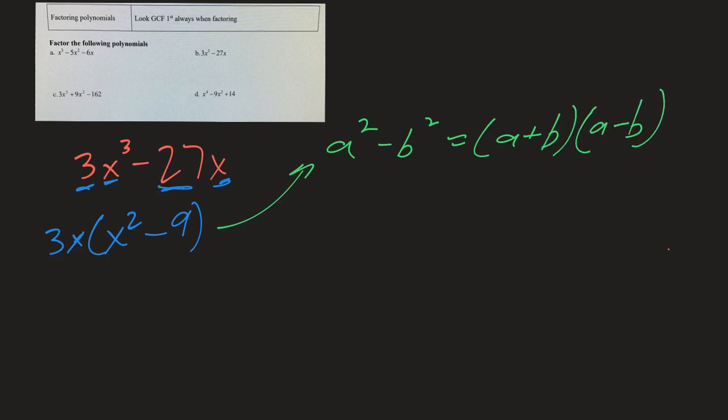So this is a special rule, one you should be familiar with, right? So a is, in this case, we're going to match up a with x, right? And I'm going to call b as 3, to be 9 squared. So here we go, 3x, x plus 3, and x minus 3 using that factoring rule. Okay, so that was B.